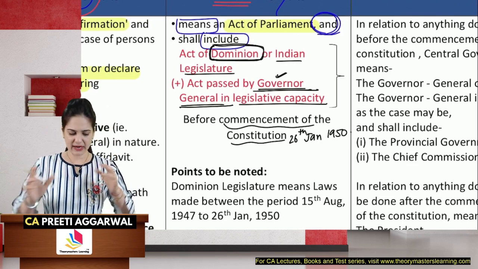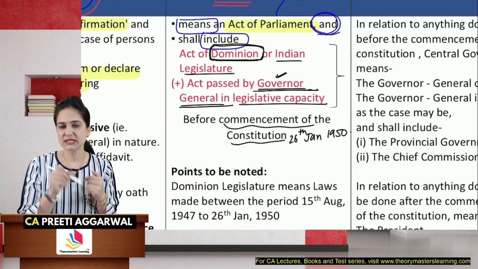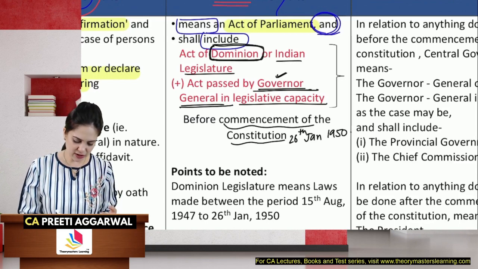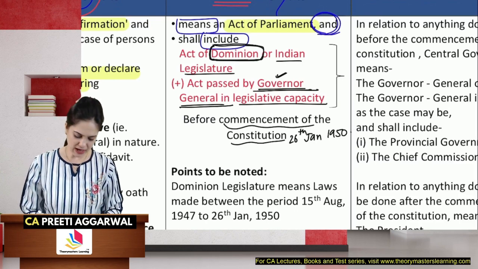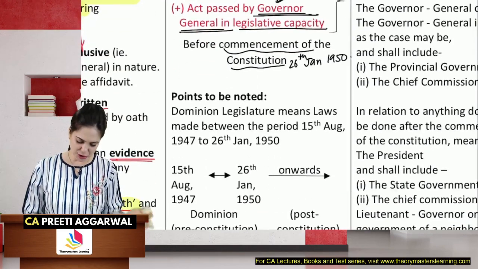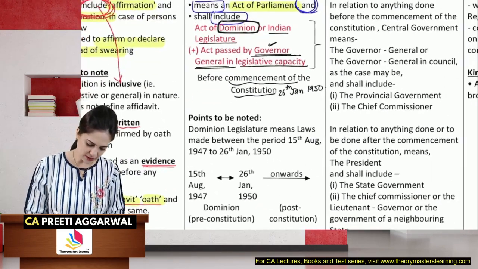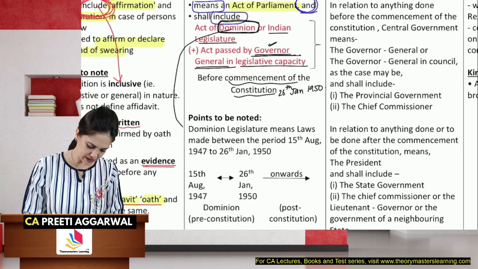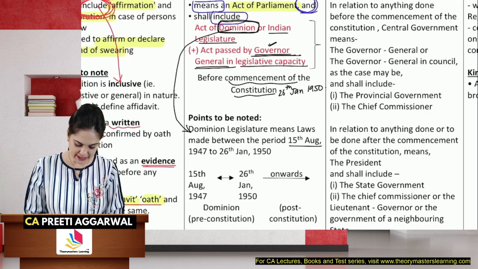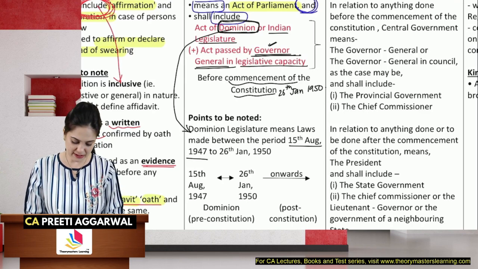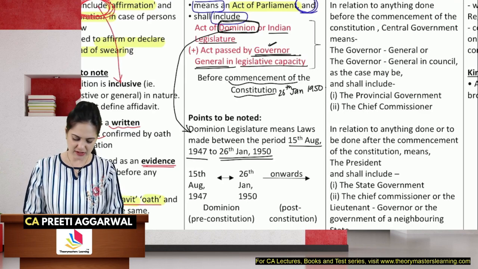So any law made by the Britishers in those polities, any law made by the Governor General before the commencement of the constitution, that is also included in the Central Act. Dominion legislature. Okay, so I have explained the word over here, the dominion or the dominion legislature. It means the laws made between 15th August 1947, that is the day we received independence, till the constitution was made in the year 1950.